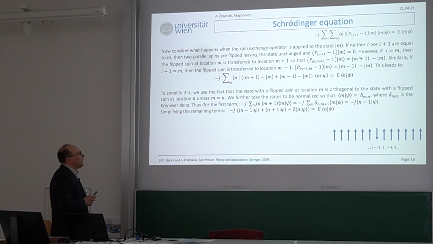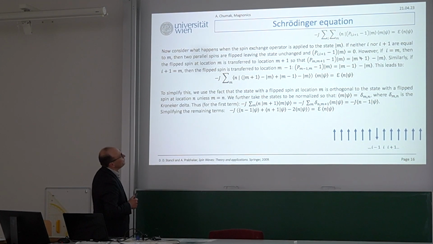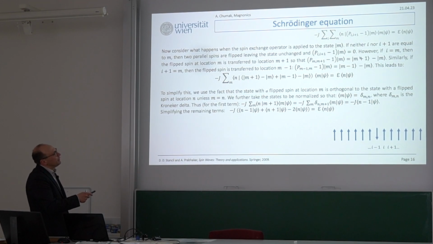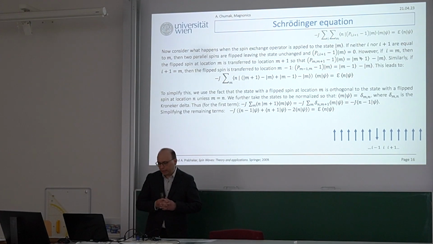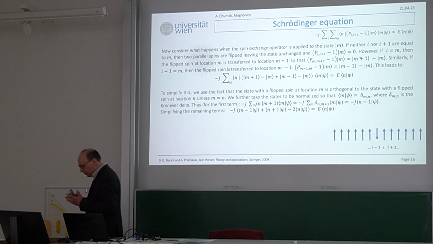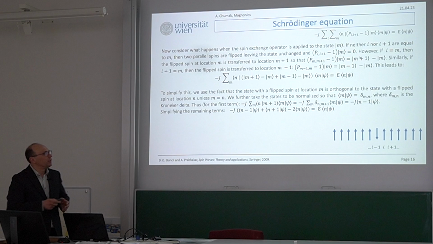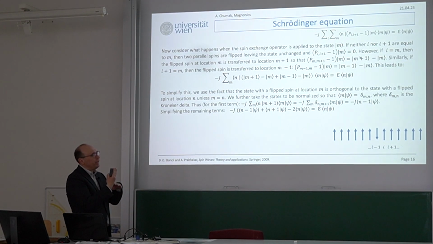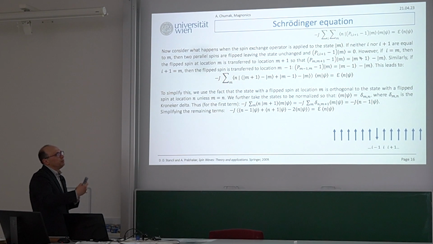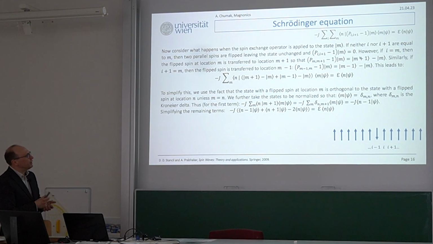Next point is that, in principle, the state with a spin flipped at location m is orthogonal to the state with a flipped spin at location n. It's, if you will, the easiest way to look at that from the point of view of geometry. If these are describing more or less vectors, then you always work in orthogonal planes, and a flip in one plane doesn't change much in another.